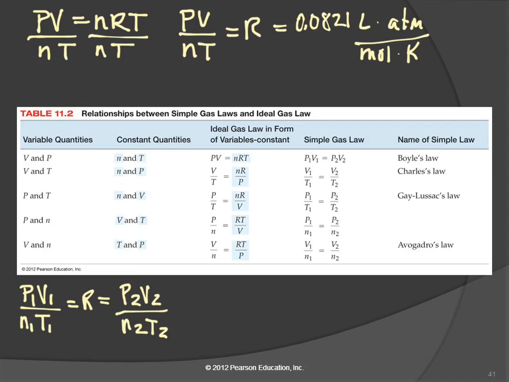Or here we've got V1 over N1, V2 over N2. If the pressure and the temperature are the same, there's Avogadro's law. Or it was volume and temperature, right? Volume and temperature. If the pressures and the amount of gas are the same, there's Charles' law. Cool, huh?